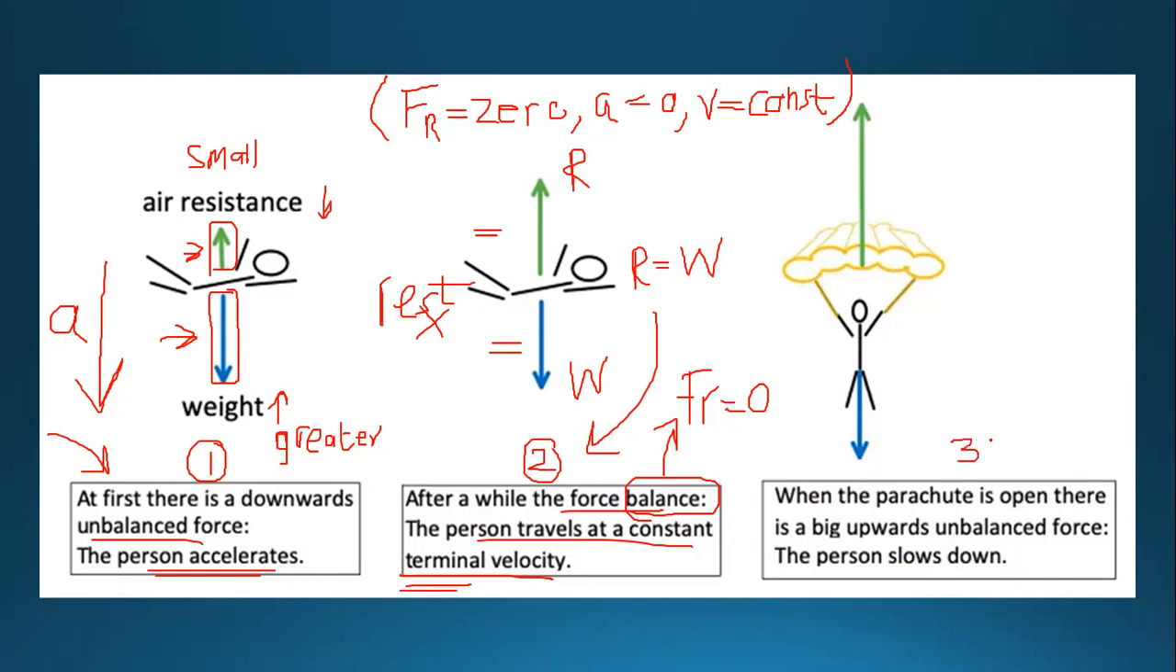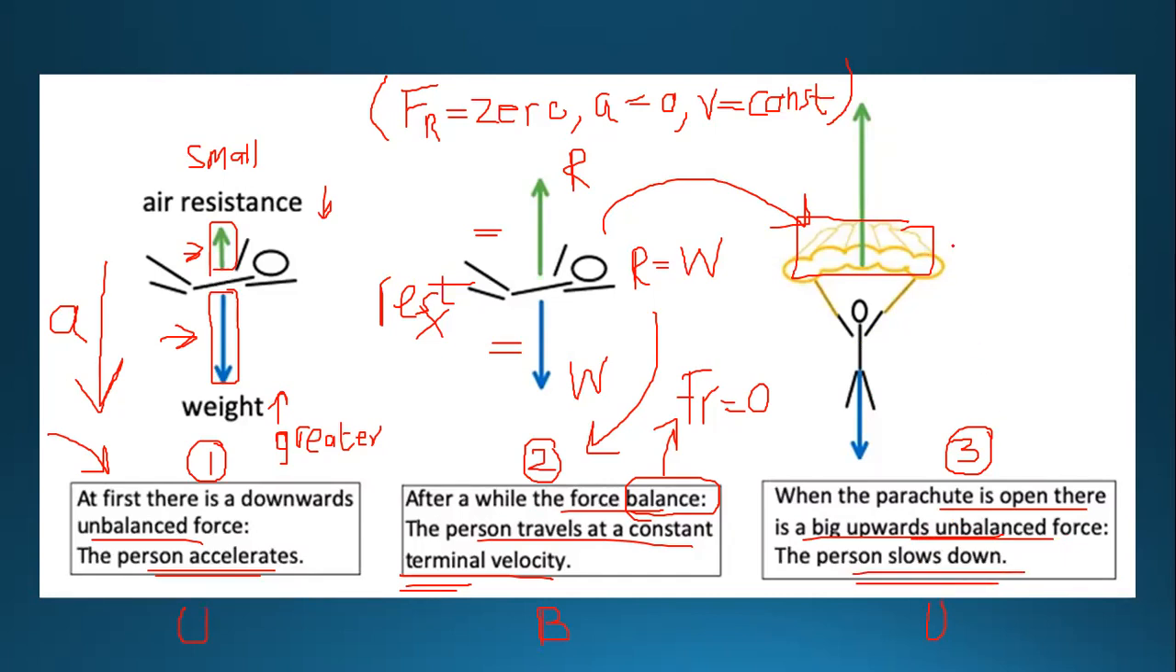Then comes the third scenario. Third scenario में क्या होता है? After a while, when the same person opens the parachute, जैसे ही वो parachute open कर लेता है, now what happens is when the parachute is open, there is a big upwards unbalanced force. Again, there is an unbalanced force. In case number 1, there was an unbalanced force. Case number 2, there was a balanced force. Case number 3, there is again an unbalanced force. So when the parachute is open, there is a big upwards unbalanced force and the person slows down.